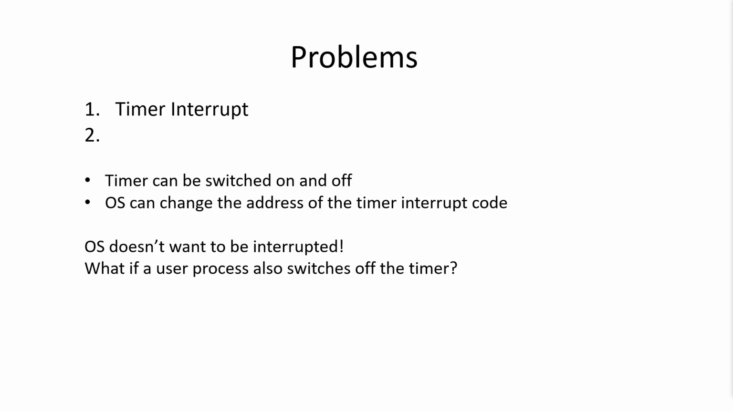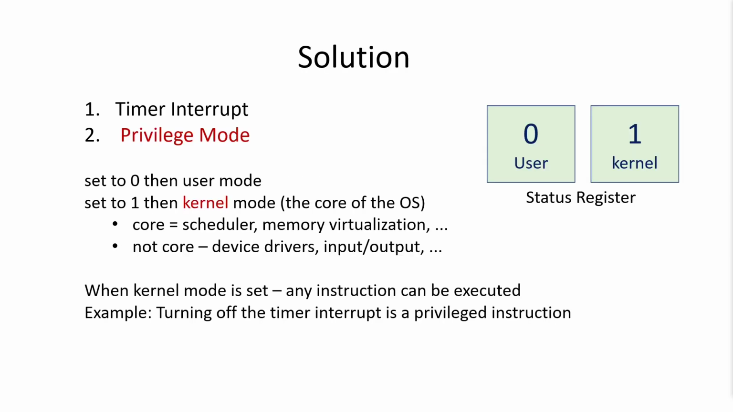The problem is, what if a user process switches off the timer? All right. I personally know that as a programmer, I am extremely greedy. And if I thought my code would run faster if I just didn't wait around for all these other programs to run, and I had the power to turn that timer off and then turn it back on when I was done, I would do that. Absolutely. But that's not good.